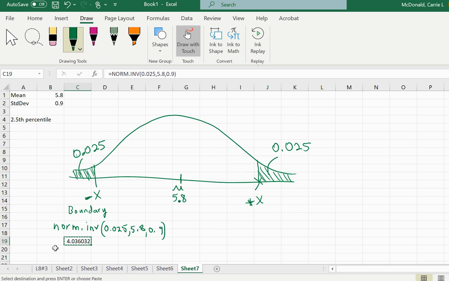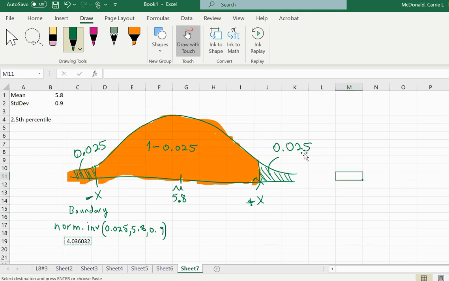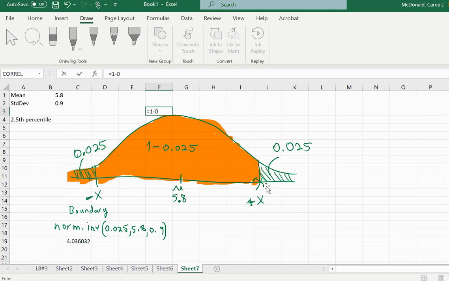Because we can't simply just change the sign on this, we're going to have to be smarter. We're going to take this area. I've got to figure out what this area is so that we can use it in our norm.inverse function, because norm.inverse always needs a left area. Now we know that the whole area under the curve is 1, and we know that the right area here is 0.025. So this area over here is 1 minus 0.025. So what does that equal? One minus 0.025 is 0.975.